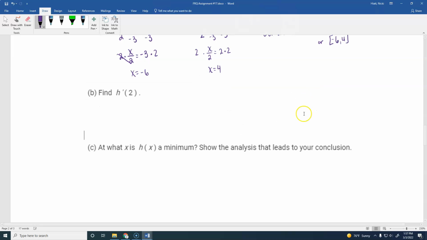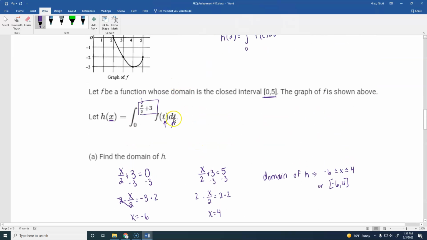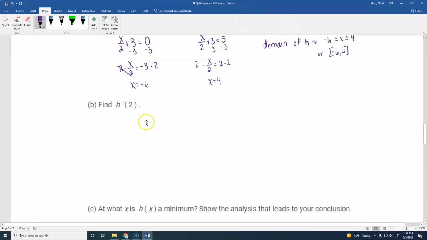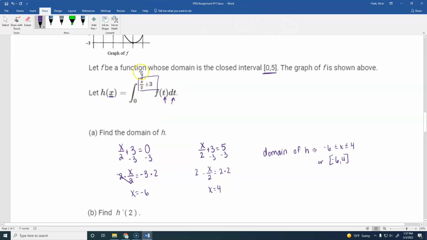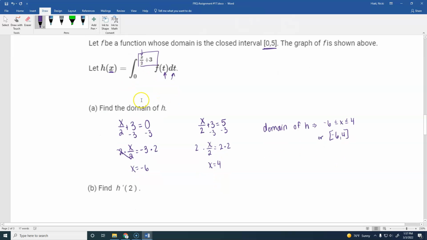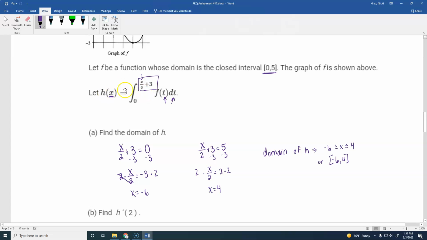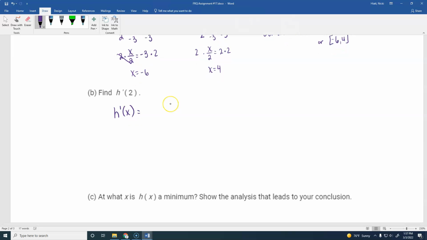Okay. Cool. So, be really careful here and make sure you pay attention to what they're asking for. They're asking for H prime of 2. So we're not plugging 2 into H. We're doing H prime, which means we need to find H prime of X first. Almost just takes away the integral. So when we take the derivative of this, it gets rid of the integral, which just gives us f of x.